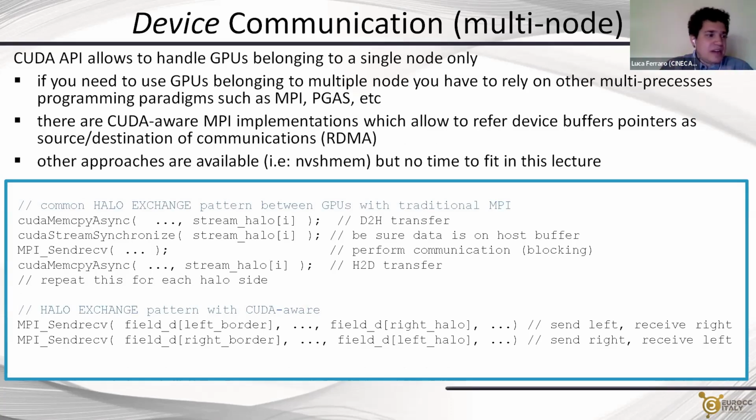During this workshop, we do not have time to cover all other applications of multi-GPU. For example, the CUDA API allows you to control just the GPUs belonging to one node, the node in which your current process is running. If you want to go beyond a single node, you want to use multiple nodes.